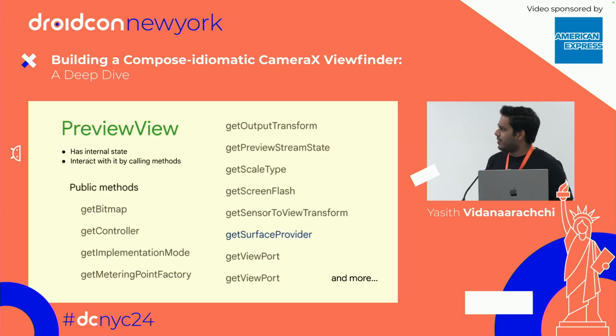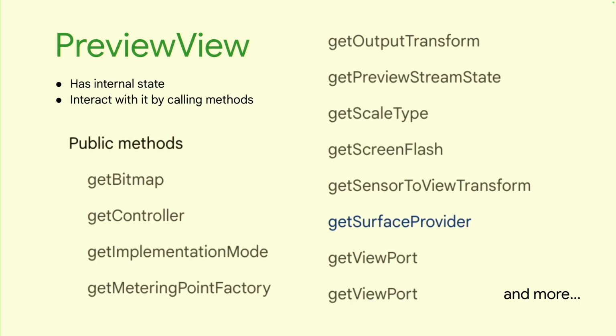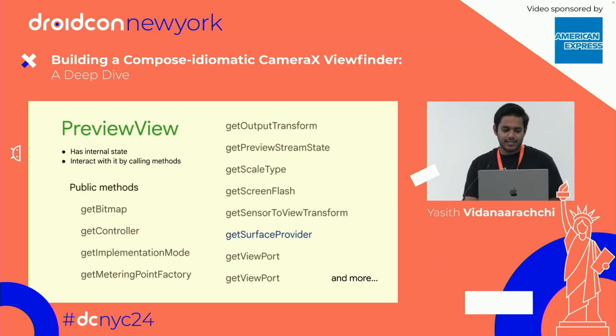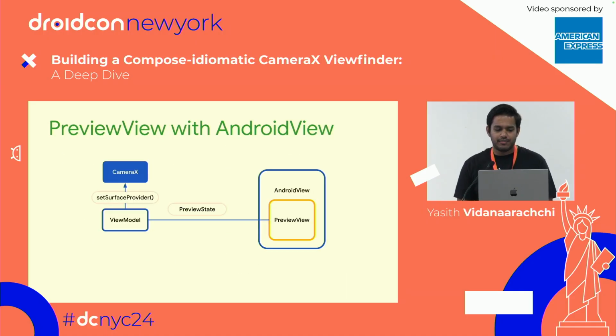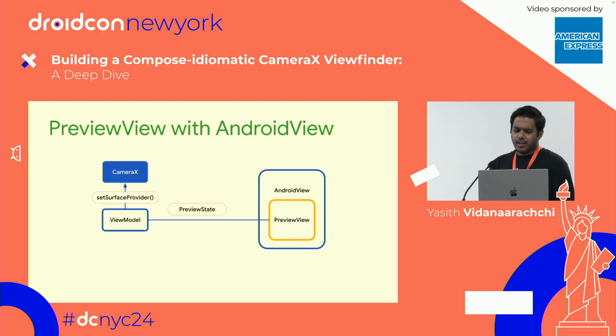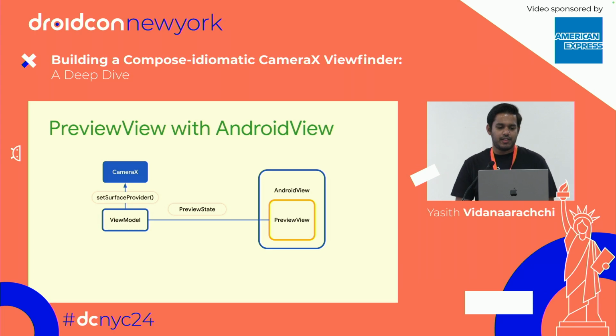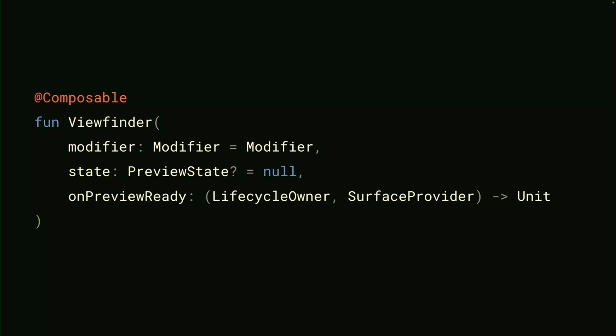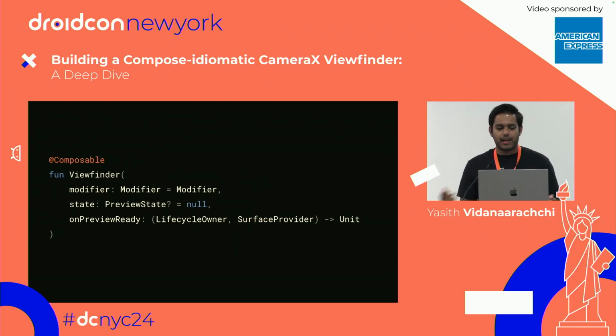So this is what PreviewView looks like. This is just a few of the public methods that PreviewView has. All of these getters, and there are also some setters. I didn't have space in the slide to fit everything, but you can see this is a lot of internal state, lots of methods. And if you want to wrap this with AndroidView, this is what it kind of looks like. We have to keep a connection between the PreviewView and our view model in order to call the PreviewView's functions. We do this through what we call the preview state. This is what the API for a viewfinder wrapped with an AndroidView looked like when we implemented this, and I know other people also implemented something similar. We create a preview state and we pass that on to the viewfinder.